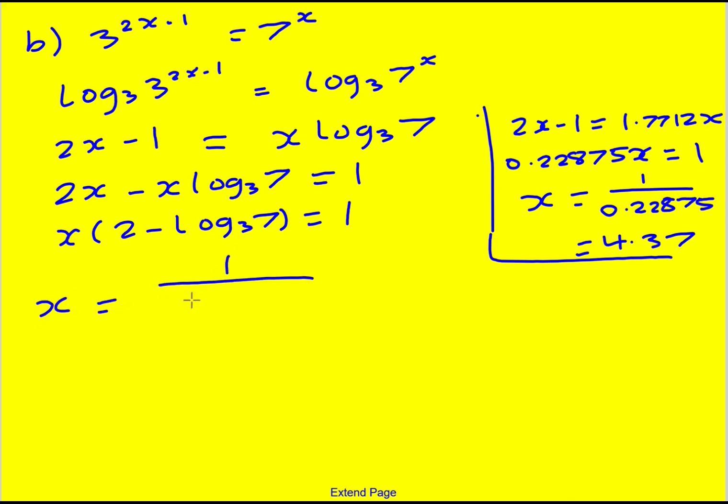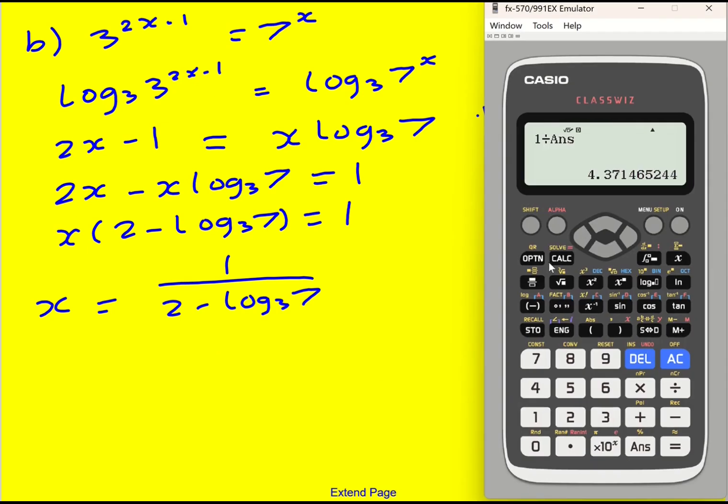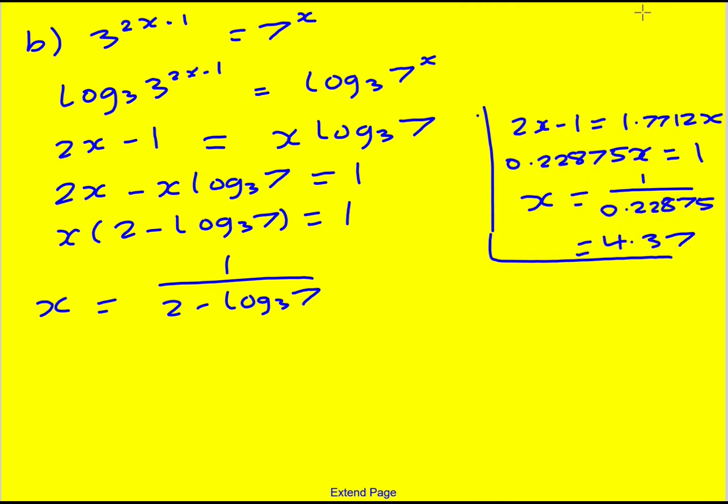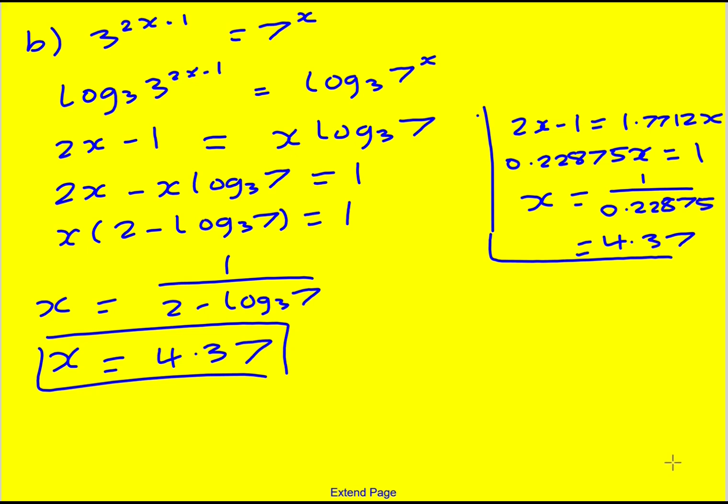Using my original method, you get it exact. I would say this is the way to go really if possible. And then it's only at this point I'd actually use my calculator, 1 over 2 minus, and it's going to be the same, because remember that log to base 3 of 7 we worked out in the other one, but we did exactly the same steps, 4.37. Okay, great.